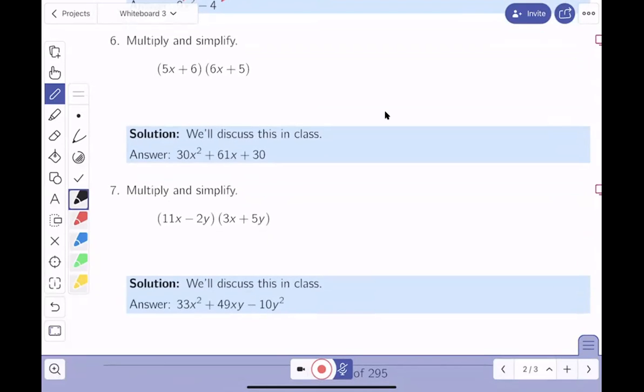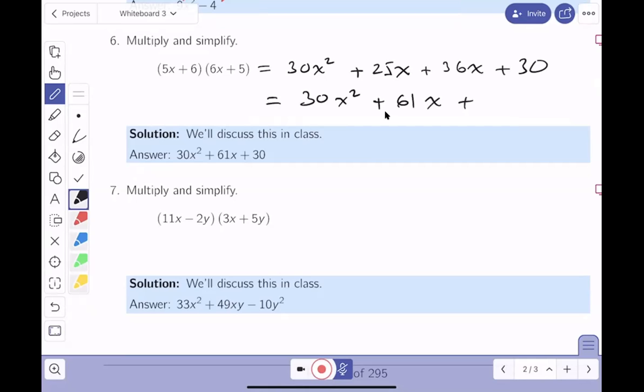And again, with some practice, most of these problems can be done in your head, but let's go through the process. What's 5x times 6x? 30x squared. I'm using the distributive property of multiplication. The 5x is being distributed across the two terms, 6x and 5. What's the next term going to be? 5x times 5 is 25x. Now I'm going to distribute the 6 across those two terms. And what would you get? Well, 6 times 6x is 36x. And 6 times 5 is plus 30. Combine like terms. And what do you get? 25 and 36. Let's see, 31, 61. Plus 30.